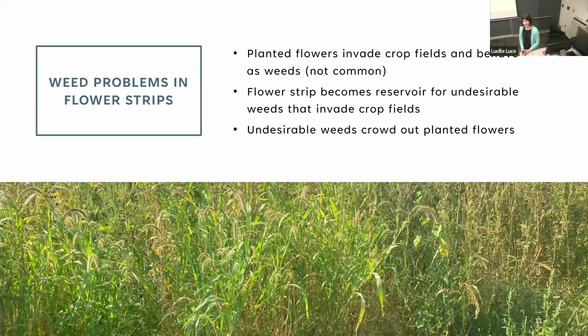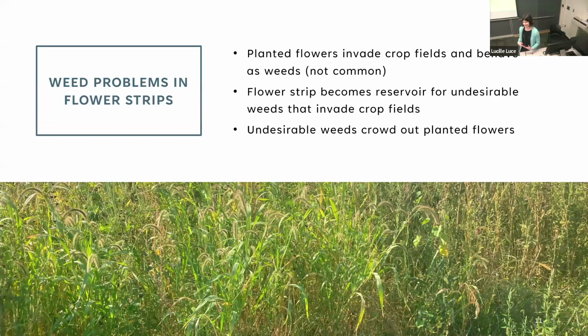Moving on to the second two bullet points. These two issues, I think, are a little bit more common. So basically what happens here is that you choose a species mix for your flower strip that's going to be ecologically desirable and not really weedy. But that very non-weediness means that it's not likely to be super competitive against the annual weeds that dominate a lot of our annual cropping systems.